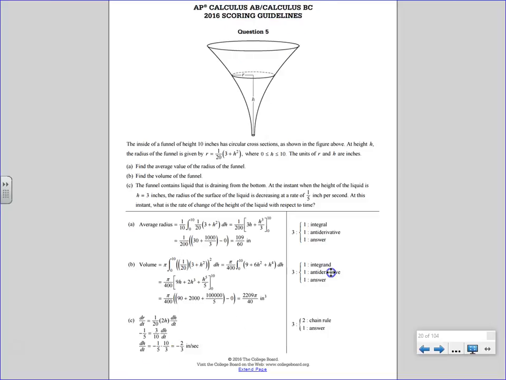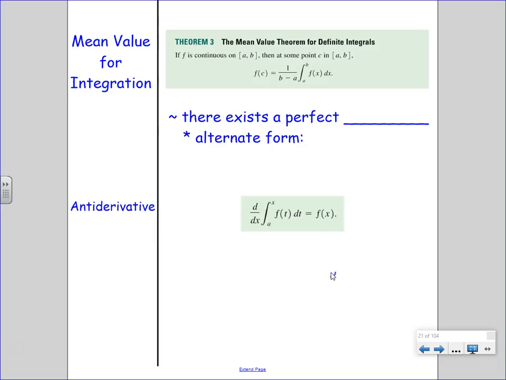We'll go back to him tomorrow. So, antiderivatives.